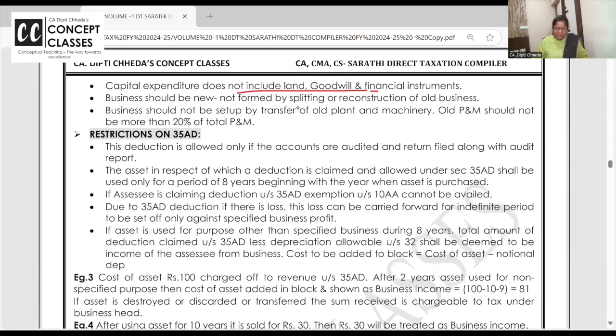Okay. 35 AD. This deduction is allowed only if the books of accounts are audited, and revenue and capital, all expenses are allowed. If you are buying an asset, you have to hold it at least for 8 years. If you are claiming 35 AD, you can't claim section 10 AA. You know that SEZ unit and double deduction you cannot claim. And for the same, you cannot even claim depreciation.